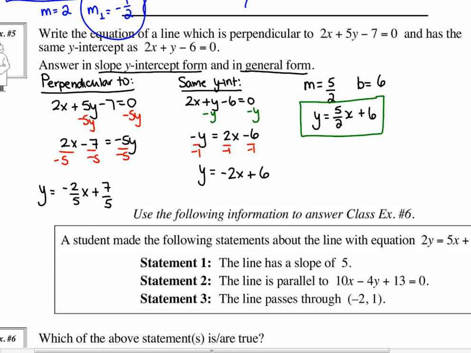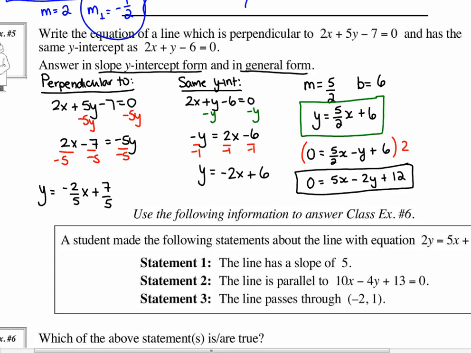Now in general form. How do I make that general form? First step, subtract the y. So 0 equals 5 over 2x minus y plus 6. And then multiply everybody by 2. So you get 0 equals 5x minus 2y plus 12. This is the other answer. That's the general form answer. Both of those is what you wanted. Good? Tough? Or manageable if you practice?